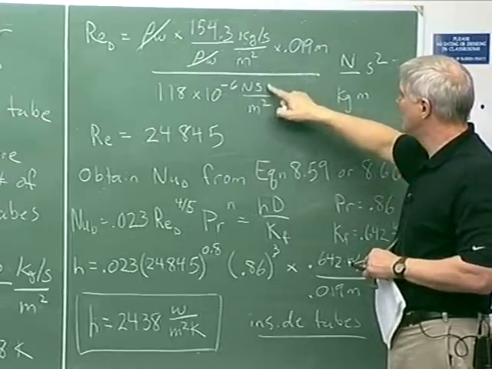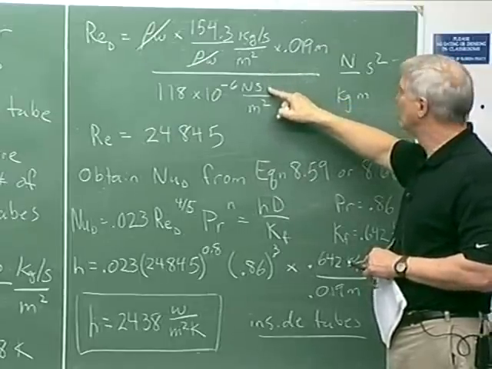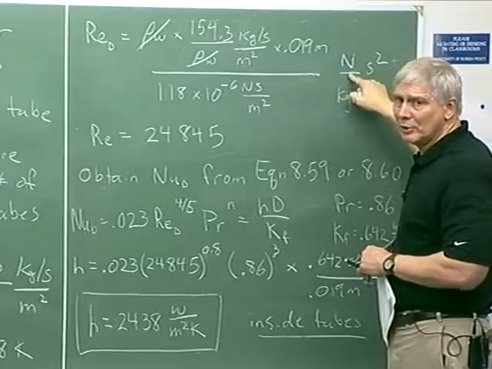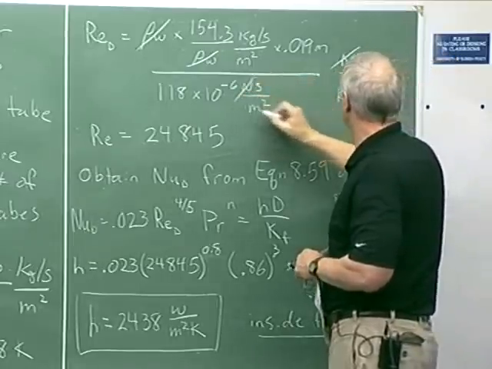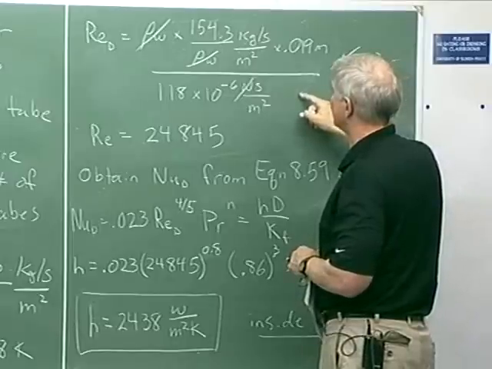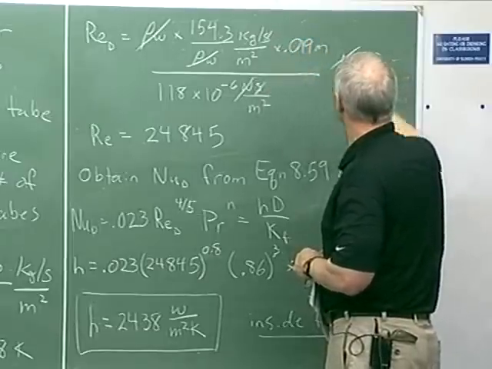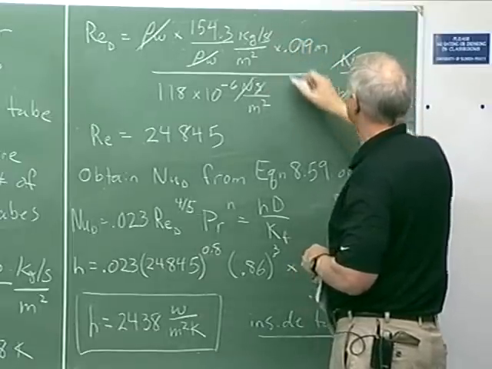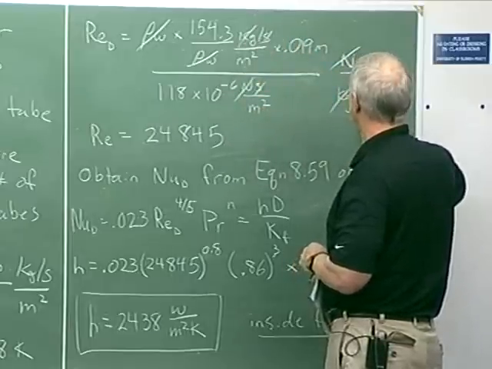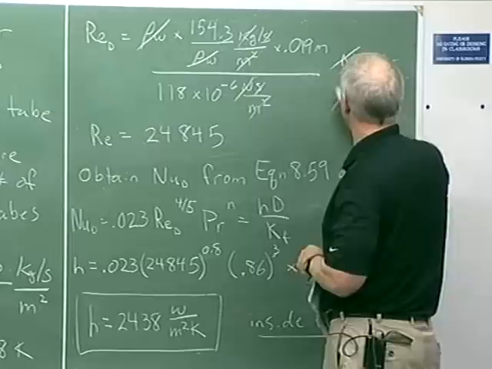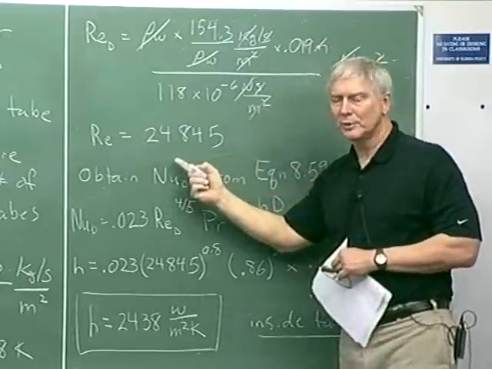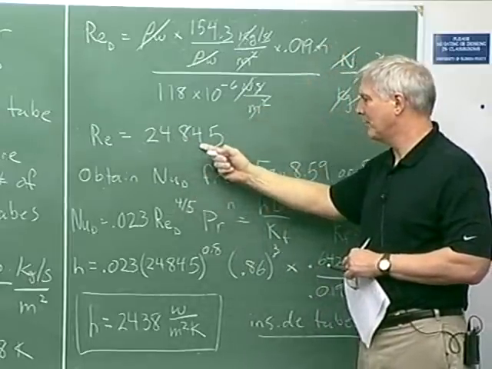And then we had newtons. For the viscosity, we had newtons here, so we have to multiply by this unit fraction here. A newton is a kilogram meter per second squared, so the newtons cancel out. We have a second squared cancel out. Kilogram goes away. These meters squared go away, and a meter here. So we're left with a non-dimensional number of 24845.